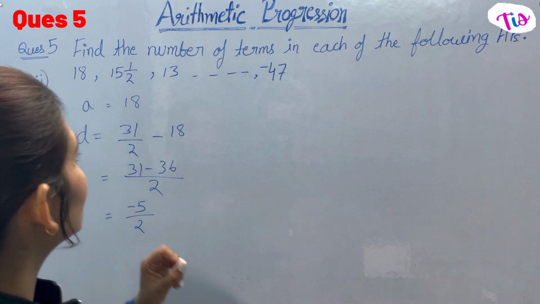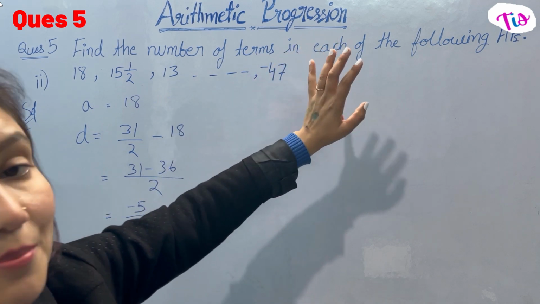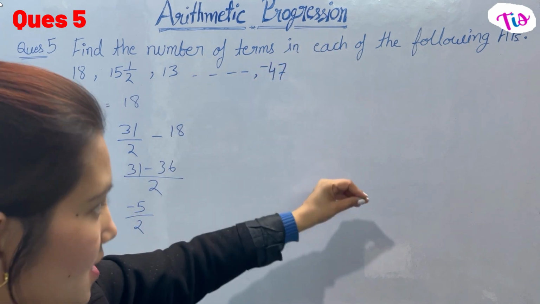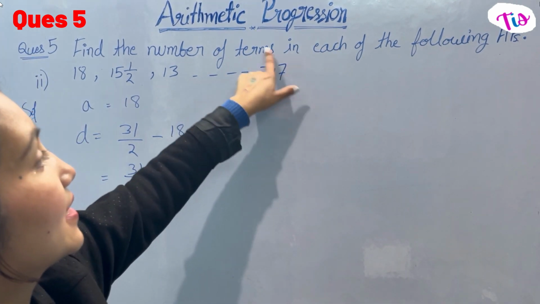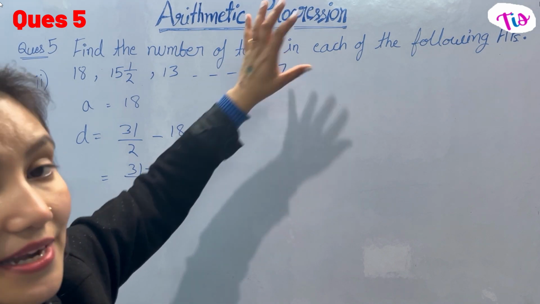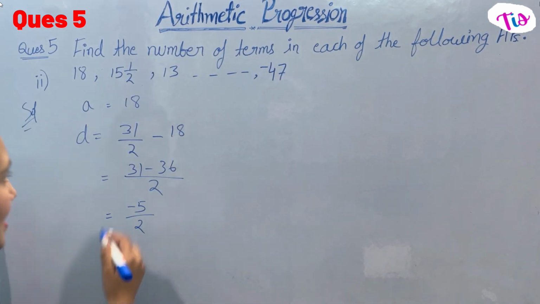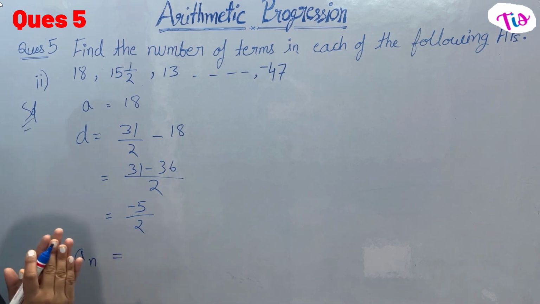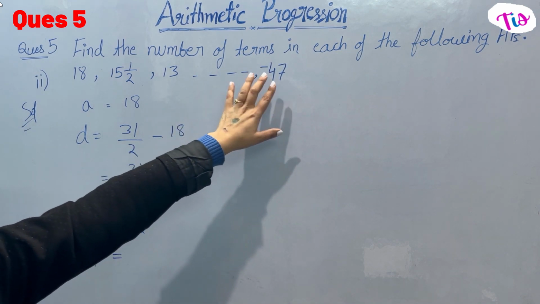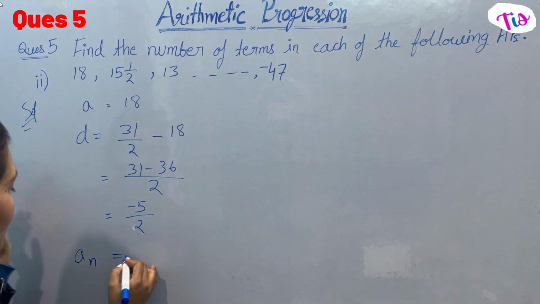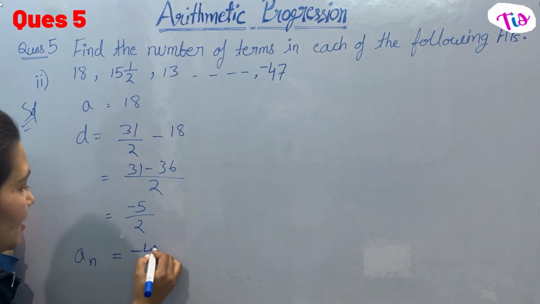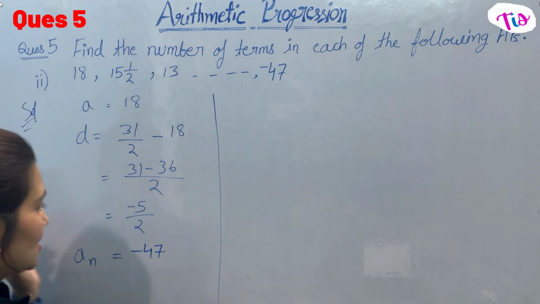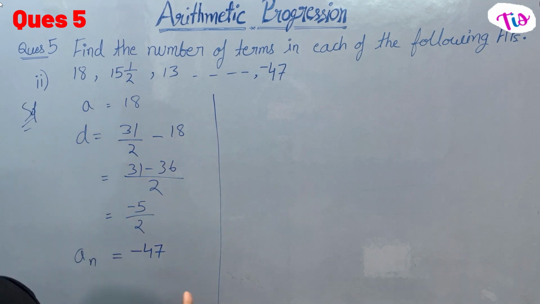What they are asking us is, how many terms does this AP have? So let's say minus 47 is the nth term of this AP. Let's say that it is the nth term, meaning an is equal to, we are assuming that minus 47 is the nth term. Okay, so an is minus 47. So after this I'll solve here. So an is minus 47.